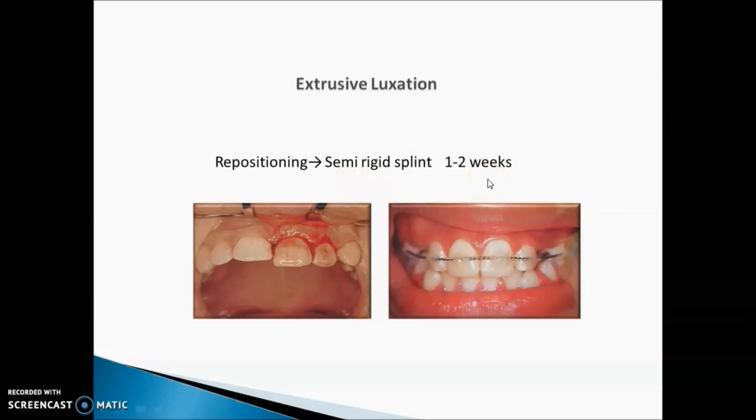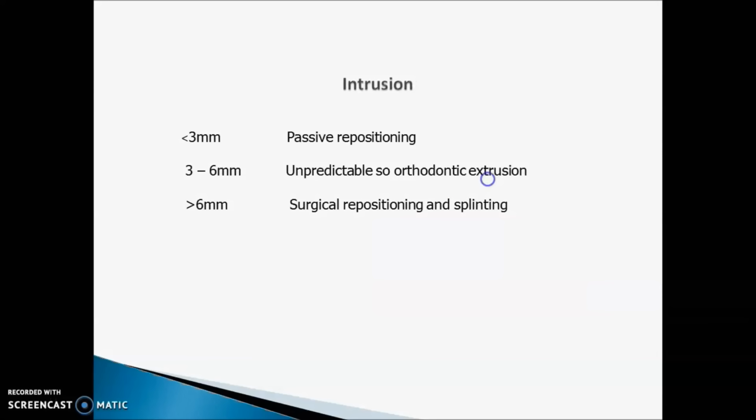So aspirants, remember, if there is any kind of displacement injury in permanent teeth, you have to go for repositioning and splint them with a semi-rigid splint. You cannot give a rigid splint to a patient having a luxation injury. If you give a rigid splint, what will happen? Ankylosis can happen. So you have to give a semi-rigid splint for a period of 1 to 2 weeks.